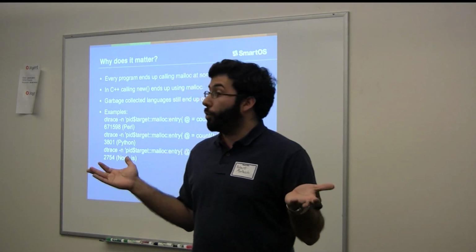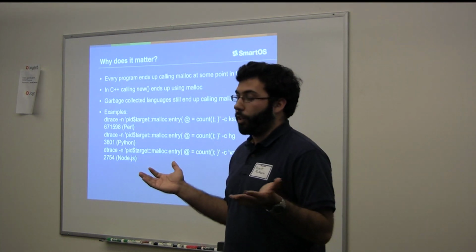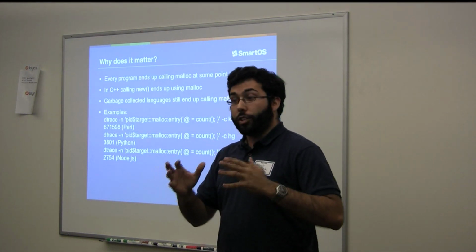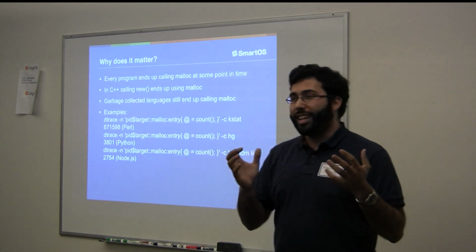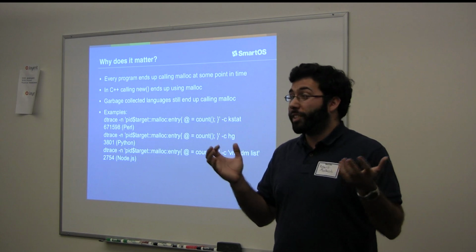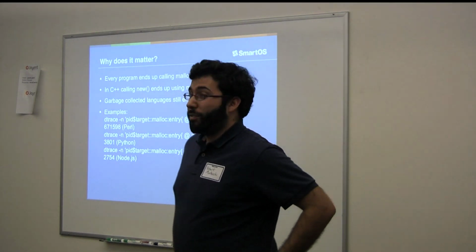There's Mercurial, which is a piece of source control software. You just run hg, which is just printing out the usage message. So it's not doing anything particularly special, nothing fancy. Well, that's 3,800 mallocs.